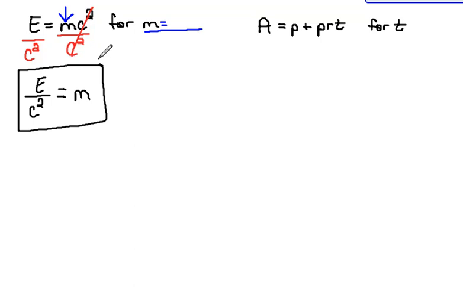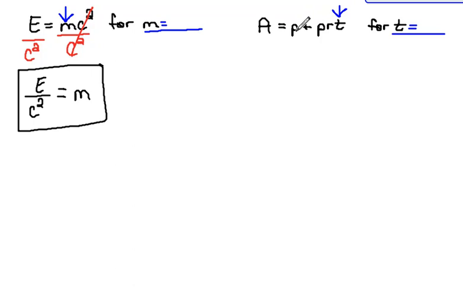Let's try another one. Here we have A equals P plus Prt. We're supposed to solve that for t. So again, think about our goal. When we're done, we want to see t equals something. So I've got to get this t all by itself. Well, this is a little bit more complicated because look at what's happening here. To the t, we are multiplying by P and r. And then to that entire thing, we are adding P.